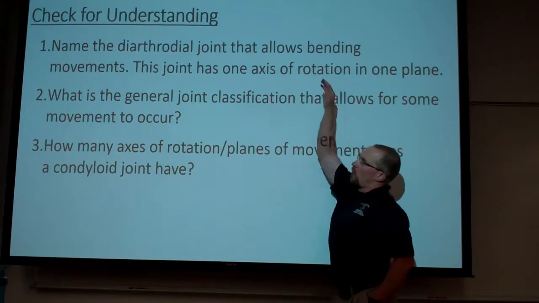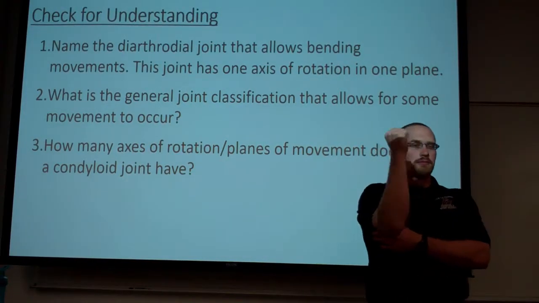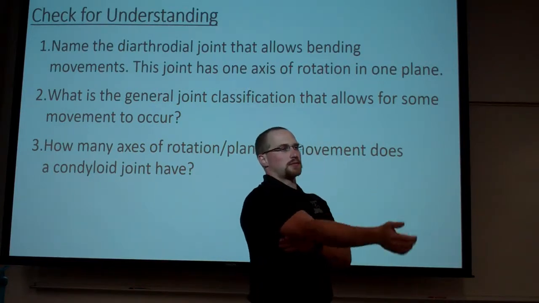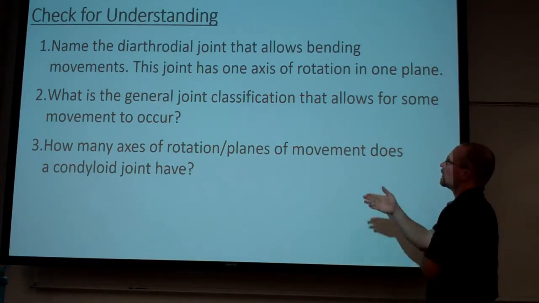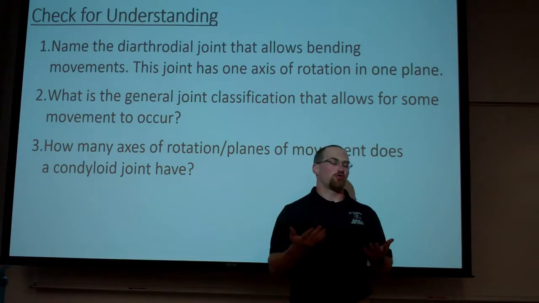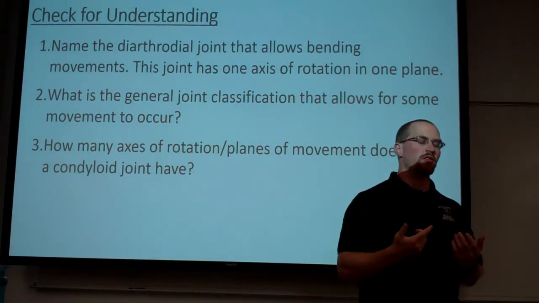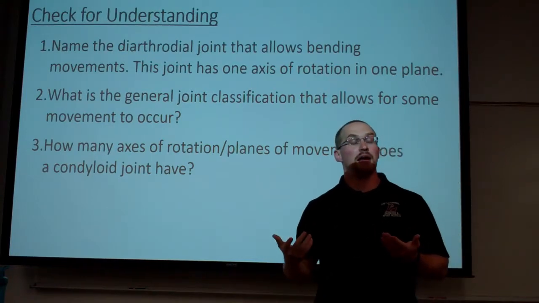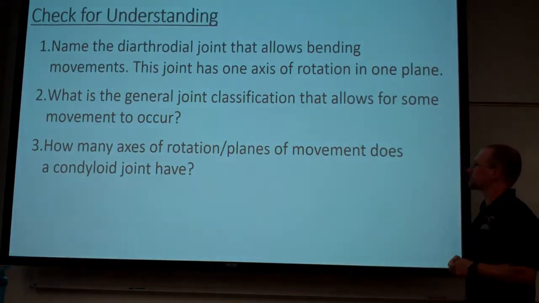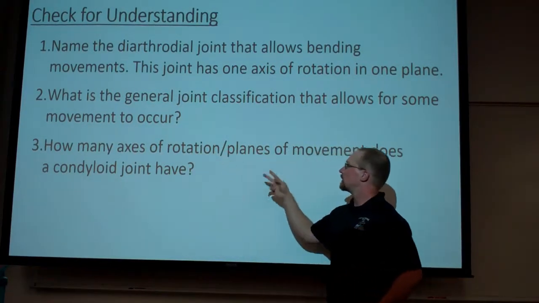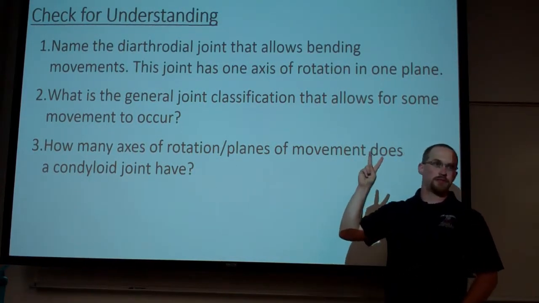All right, first one there. One plane of movement, and allows bending to happen. That would be a hinge joint. Number two, amphiarthrodial allows for a little bit of movement. Remember, synarthrodial, no movement. Diarthrodial, a lot of movement. A condyloid joint has two axes of rotation, which means it has two different planes of movement.